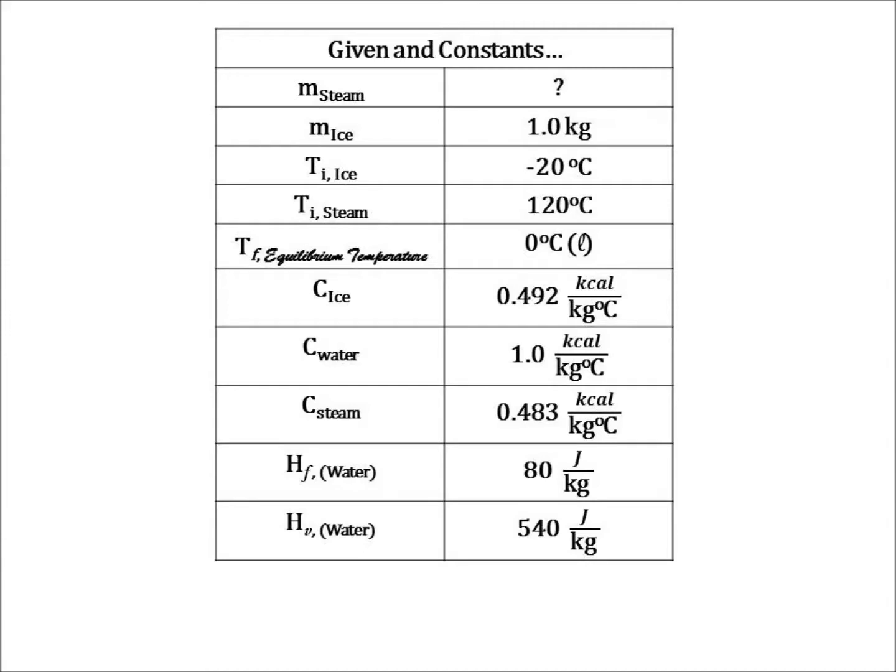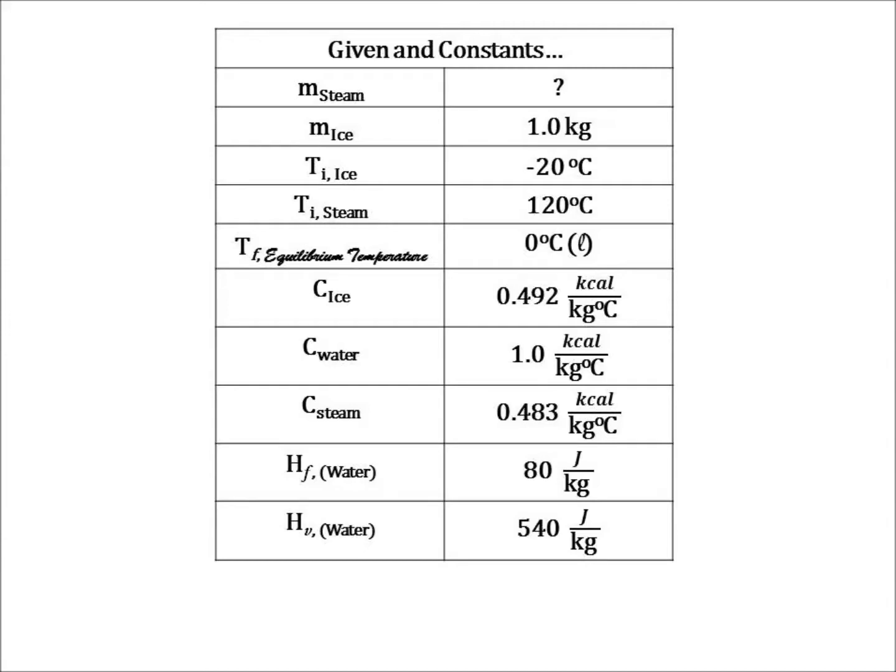Now, here are the givens and the initial, the given mass of ice. We're looking for the mass of steam. These are the initial temperatures, and then the constants that are listed in your equation sheet, thermodynamic constants for water.